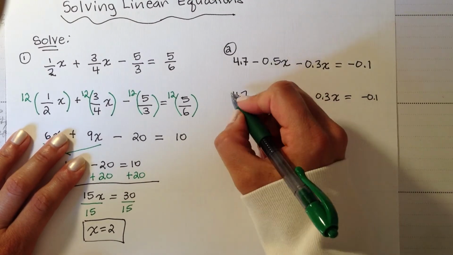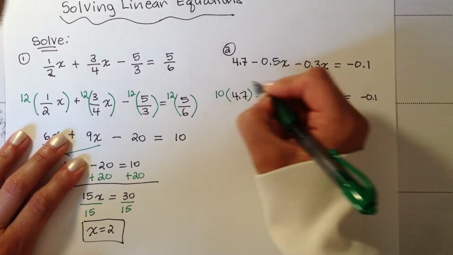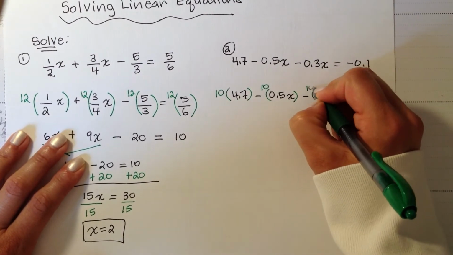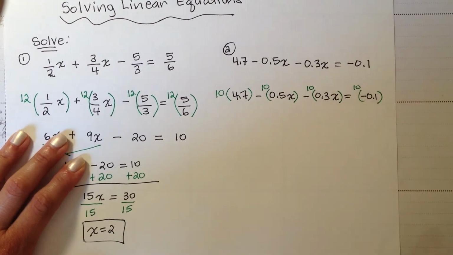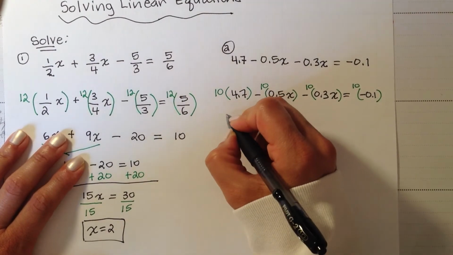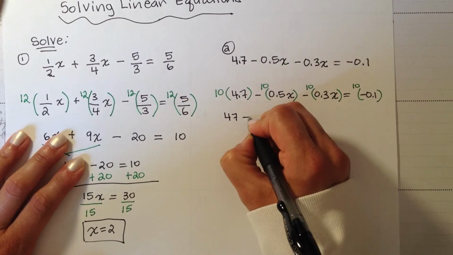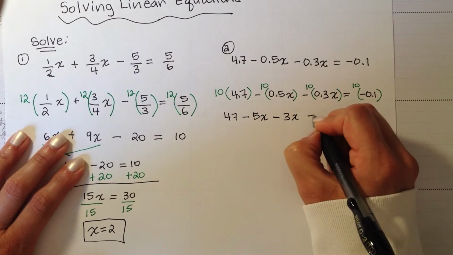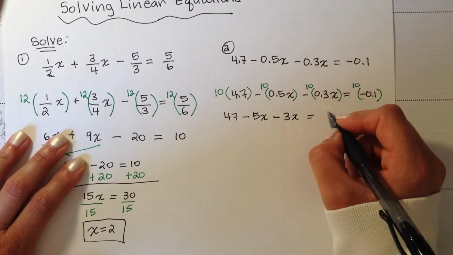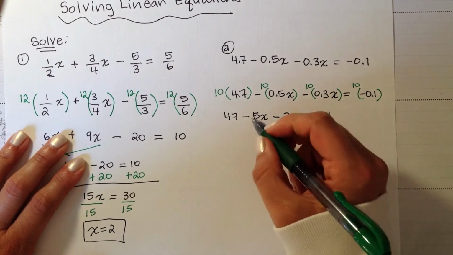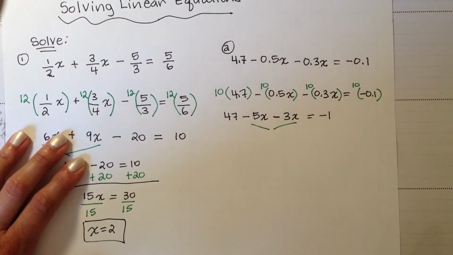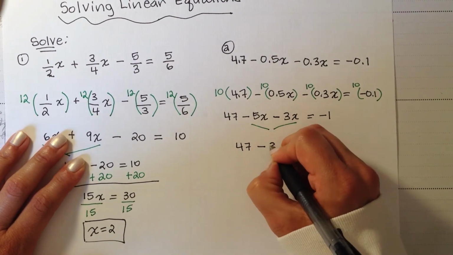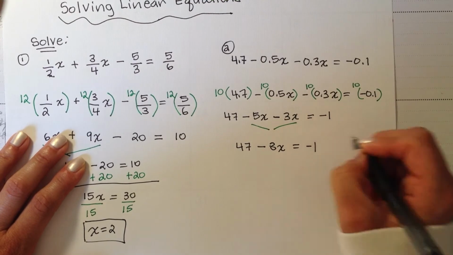And we multiply every single part by 10, which will move the decimal one place over to the right. So multiply by 10, which now we have 47 minus 5x minus 3x equal to negative 1. Combine like terms. 47 minus 8x equals negative 1.